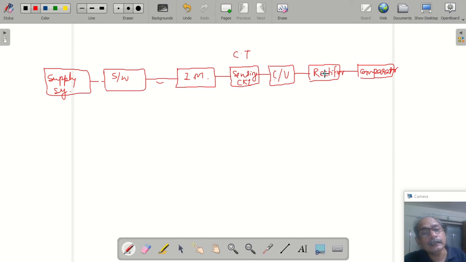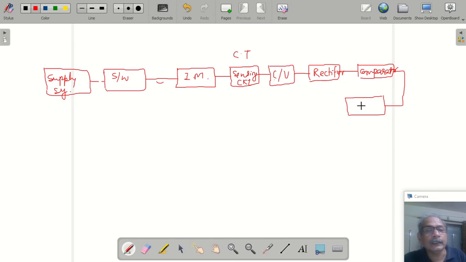If this is more than the set limit, you will get a high voltage output. You will get 1 or 0. For example, 1 means your actual value of current is more than the set limit. 0 means the actual value of current or voltage is less than the set limit. So it is a comparator, then it is a comparison, we can say.